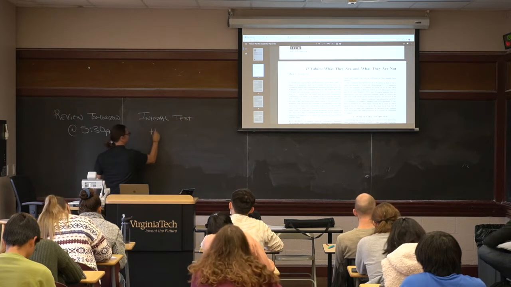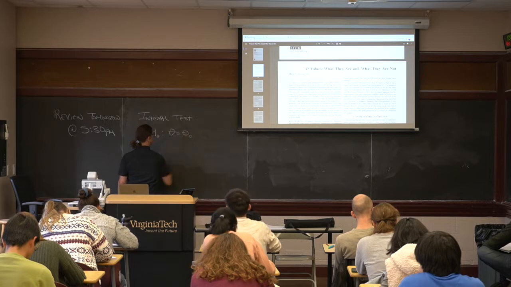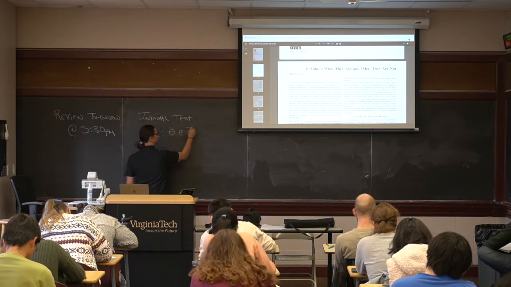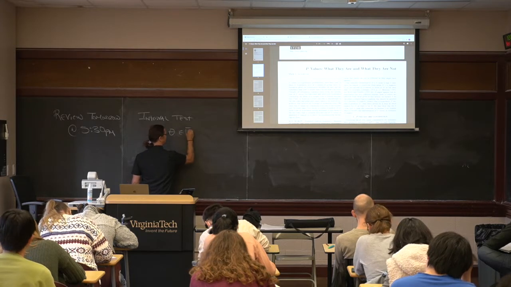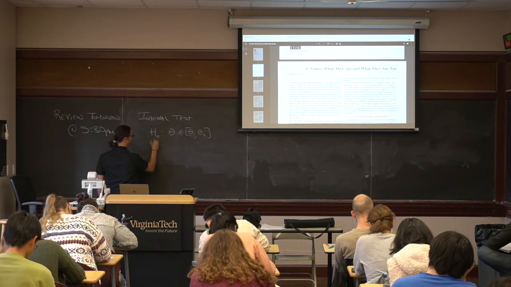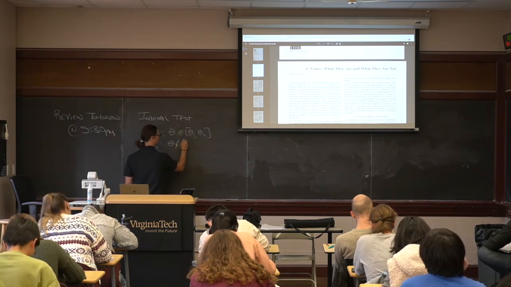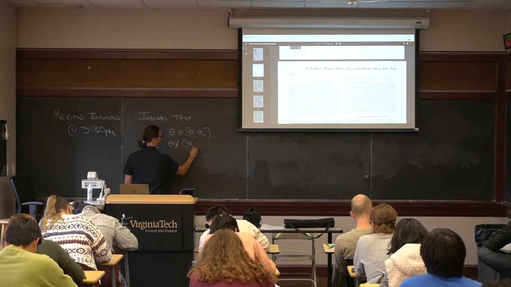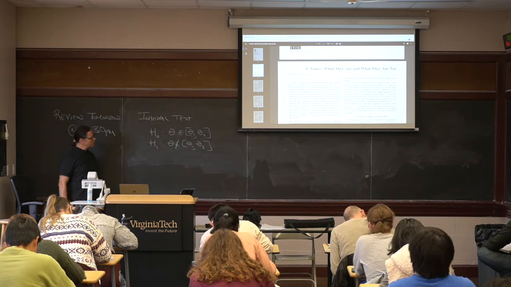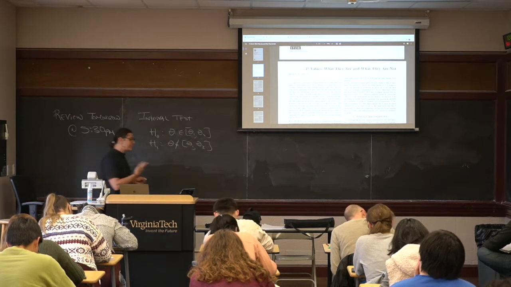is just testing this. H naught: theta is an element of the interval, I'll say theta 1, theta 2. And the alternative is theta is not an element of that interval, so it's outside of this interval. And so that's what we want to consider. We might consider an example.